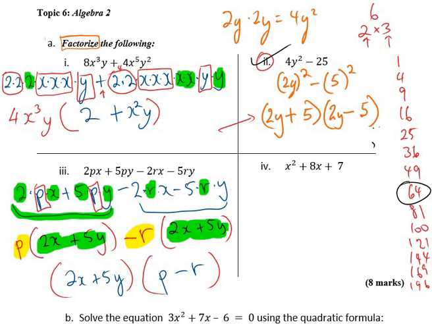X squared plus 8x plus 7. Now what you do here, you basically write the two pairs of brackets right away. Since the first term is a square term, the second one is a linear term, but the power on x is really just a 1. So the first term has a 2, the second term has a 1 on it, which we don't usually write.